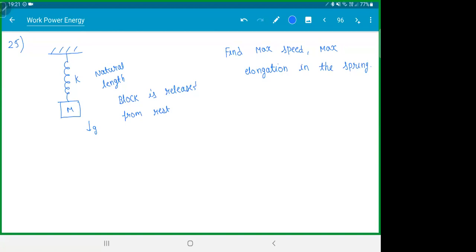You should give answers in the variables that are given: K, M, G. There are only 3 variables. You can't create a new variable and give answers in that.